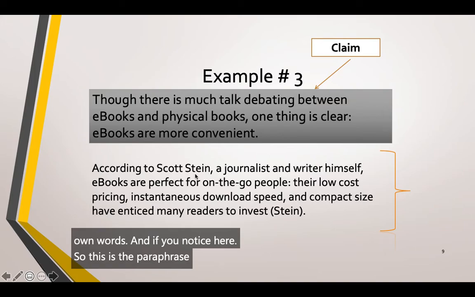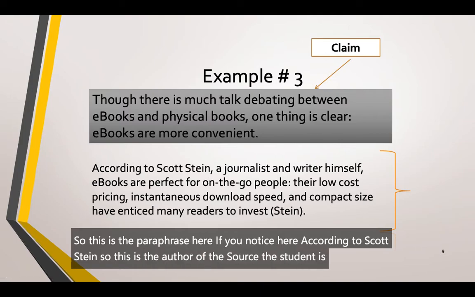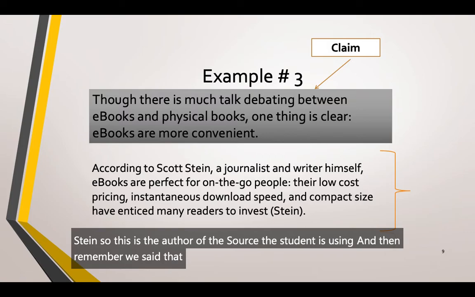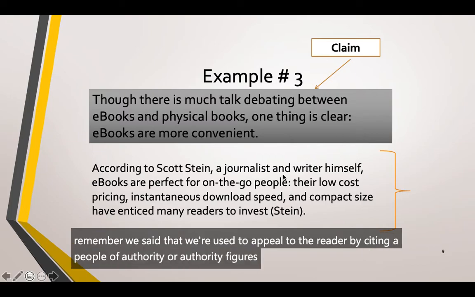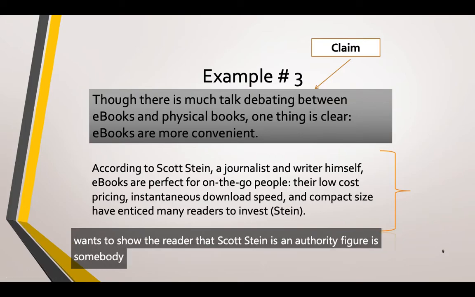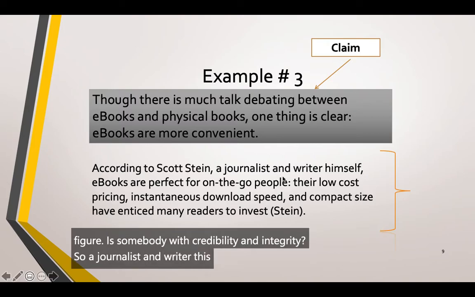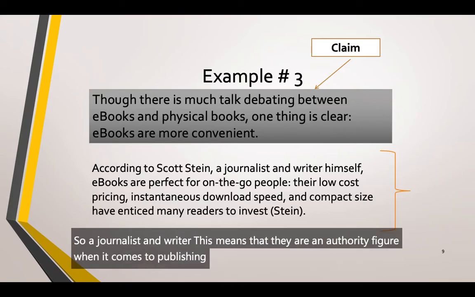If you notice here, according to Scott Stein, so this is the author of the source the student is using. And then remember we said that we appeal to the reader by citing people of authority or authority figures. So here, the student wants to show the reader that Scott Stein is an authority figure, somebody with credibility and integrity. So a journalist and writer, this means that they are an authority figure when it comes to publishing physical versus ebooks.